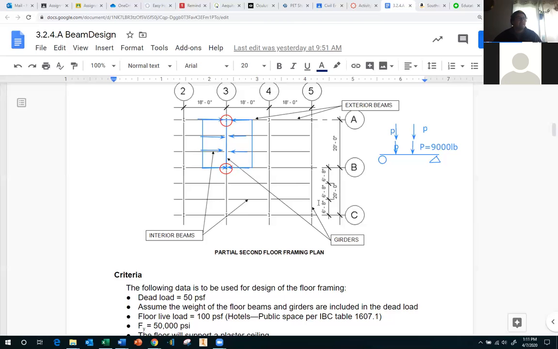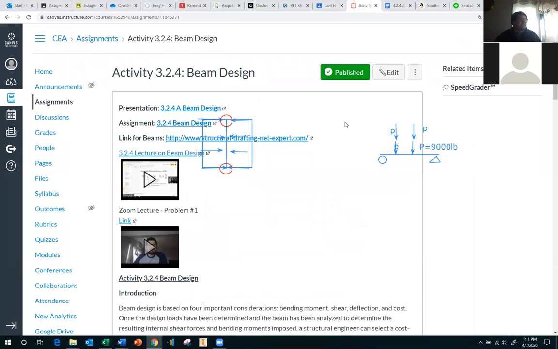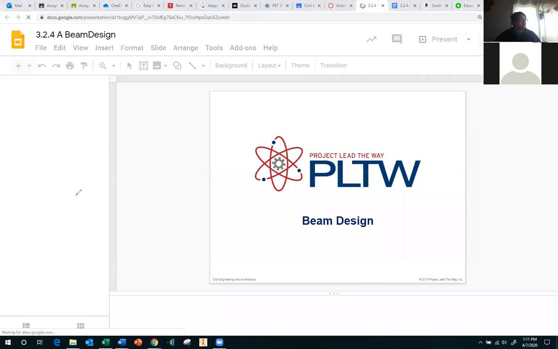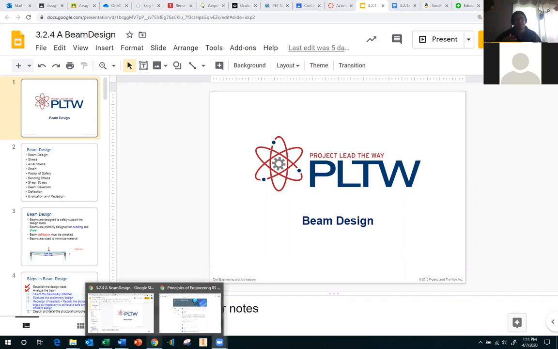The other thing to note is a common question that I always have. At the very end, there's a formula, and let me clear these annotations so they're not in the way. There's a formula that asks me to check against the deflection caused by the live and dead load, as well as the deflection caused by just the live load.